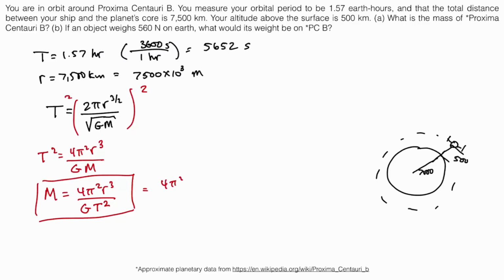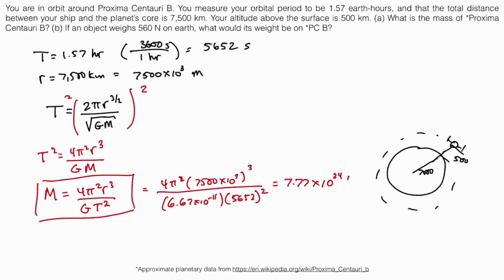4 pi squared, my r, 7,500 times 10 to the 3, and I've got to cube that. Good luck in your calculator with that. Divided by 6.67 times 10 to the minus 11, and then 5,652 seconds squared. All of those are in SI units. I'm solving for a mass, so what unit should it come out in? Kilograms. 7.77 times 10 to the 24 kilograms.